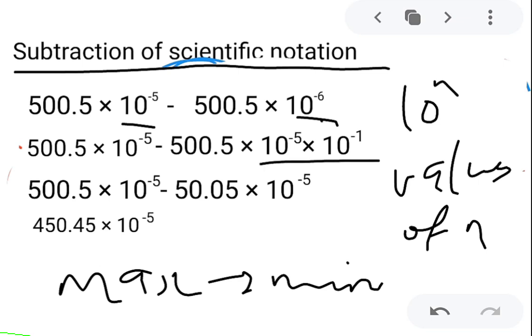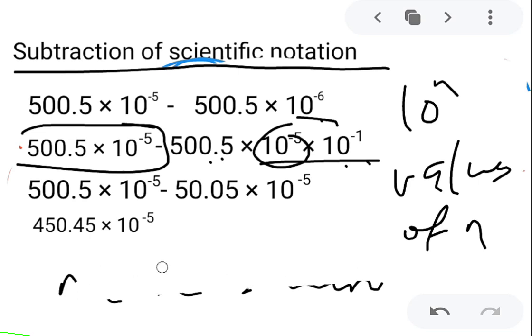So I am writing it minus 5 and minus 1. Why? Because according to the law of indices. Now, this is my number and these I want. So these both numbers, that is 500.5 into 10 raised to minus 1, should be multiplied.